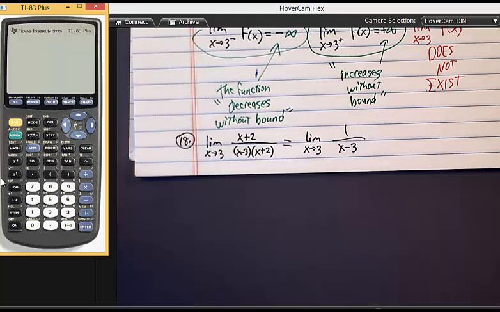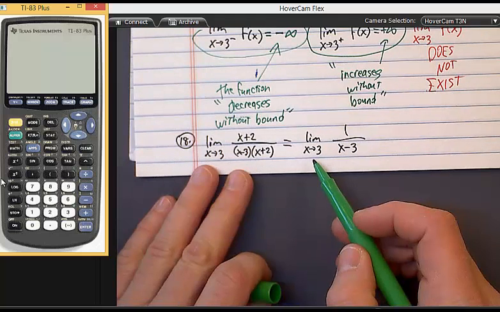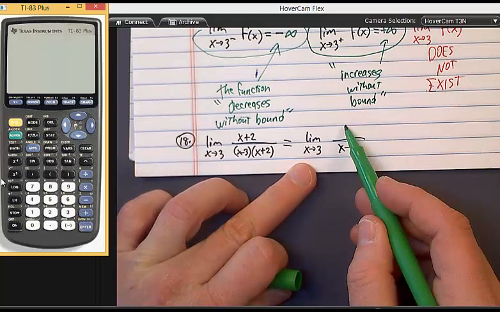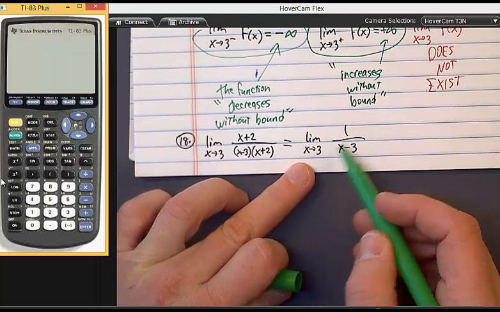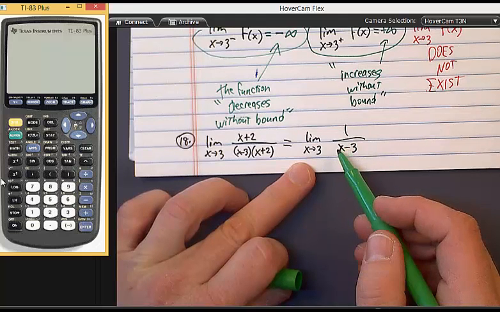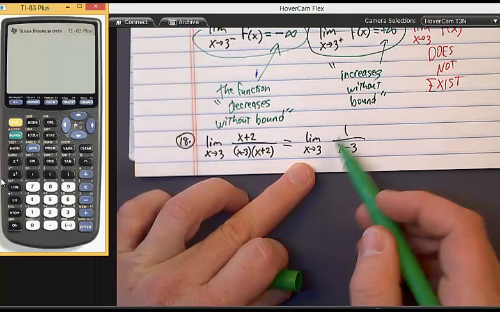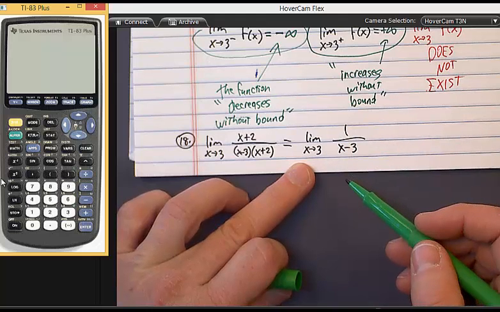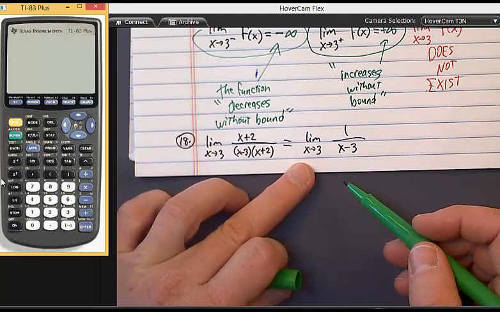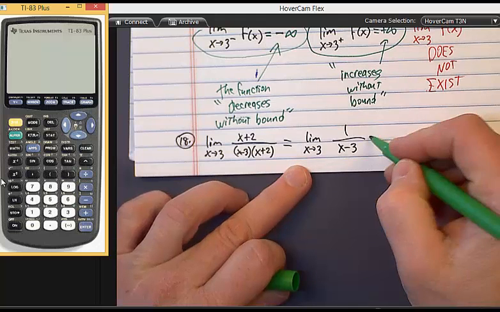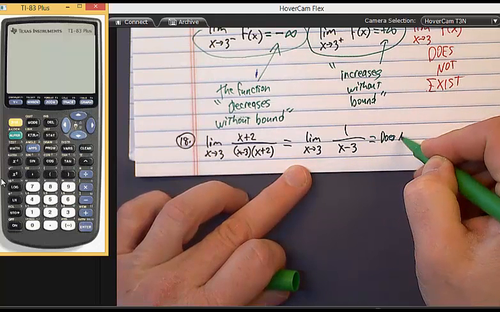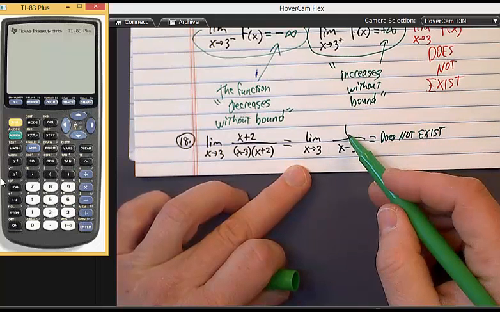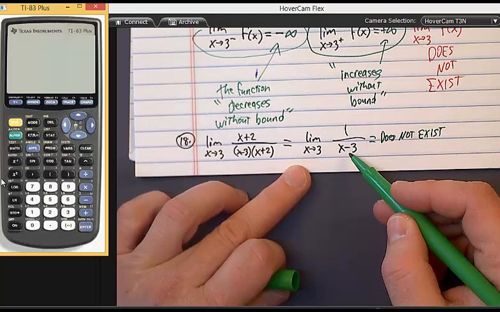Because if I put in a number larger than 3, this is going to be positive. If I put in a number smaller than 3, what's going to happen? It's going to be negative. You see that? So you're going to get that behavior algebraically. It does not exist, okay? Would you also know that from when you put in 3, then it's going to be undefined? It would be some non-zero number over 0, right?